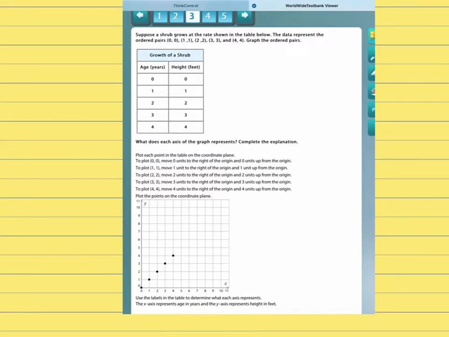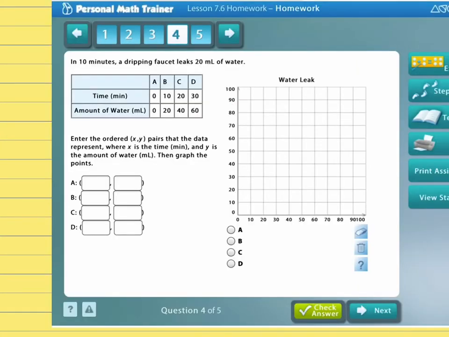The x-axis is years, so make sure you're doing x first, y second, and you can see the line like that. Question number 4, looking for a pattern. There's 2 ways to see a pattern here. The pattern is time, so time is going to be your x-axis here, and that is time going that way, and amount of water leaking will be your y-axis here.